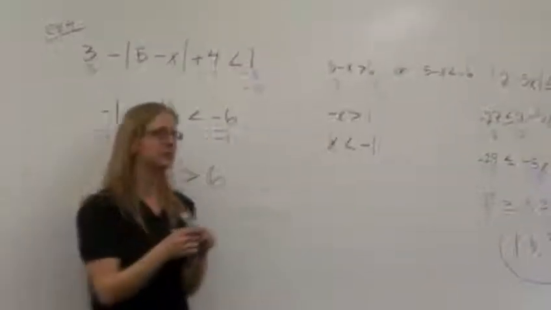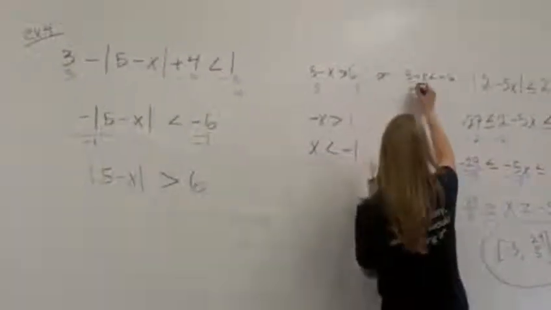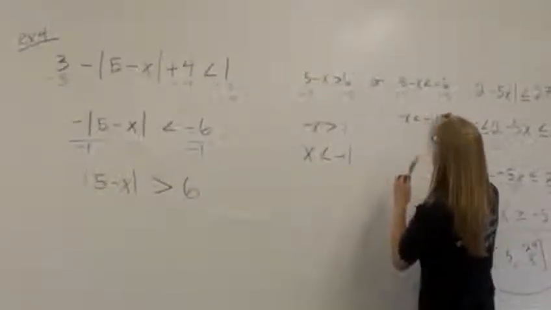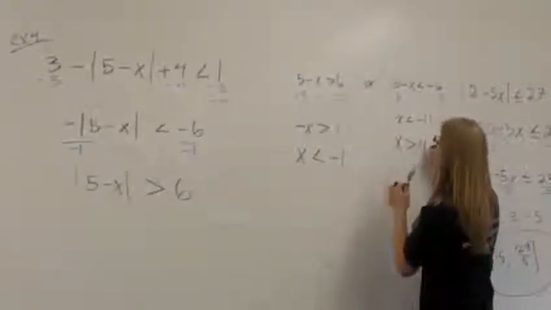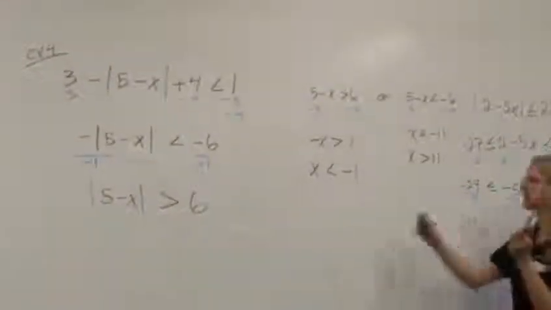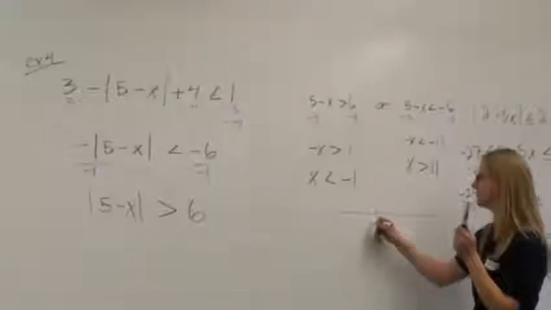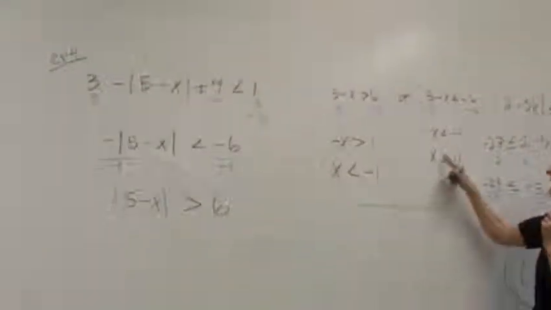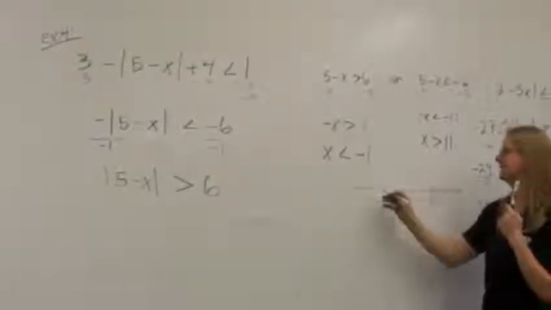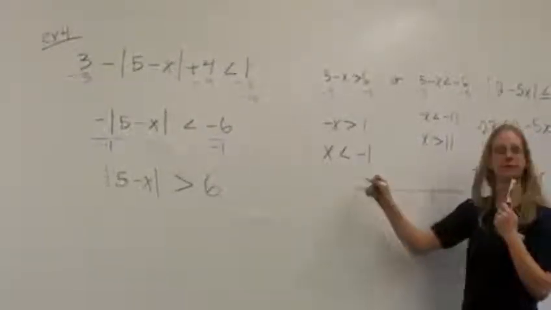That's okay. Do the same thing over here. Subtract the 5. Negative x is less than negative 11. That becomes x is bigger than now positive 11. Now you could draw this on a number line. Here's my negative 1, here's my 11. x is greater than 11, doesn't that mean to the right side? And x is less than negative 1, so that means to the left side.